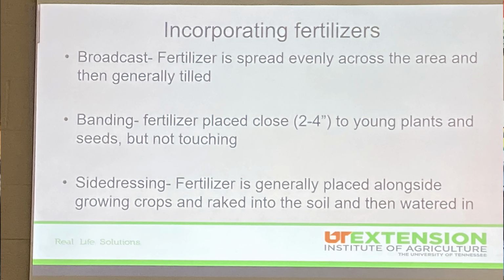Incorporating fertilizers. Broadcast. Fertilizer is spread evenly across the area and then generally tilled. Banding. Fertilizer placed close, about 4 inches, to young plants and seeds but not touching. Side dressing. Fertilizer is generally placed alongside growing crops and raked into the soil and then watered in.